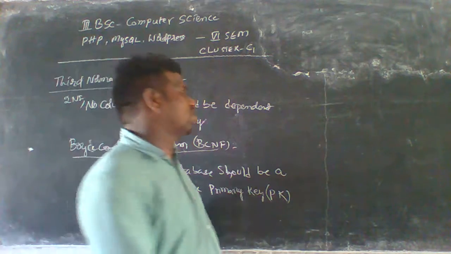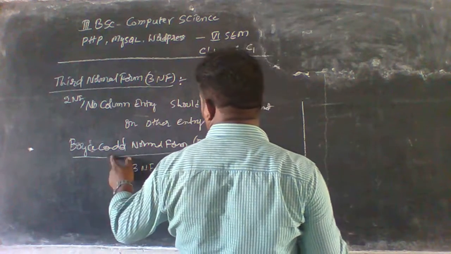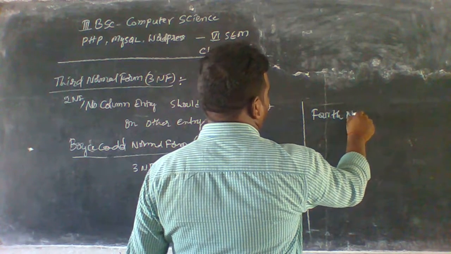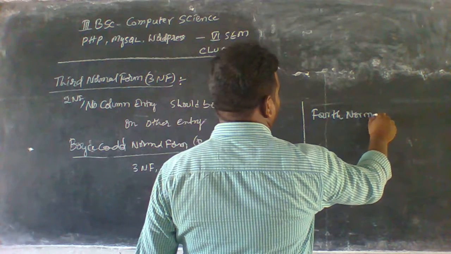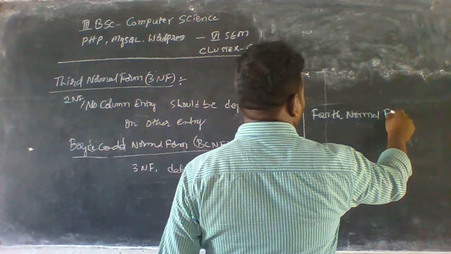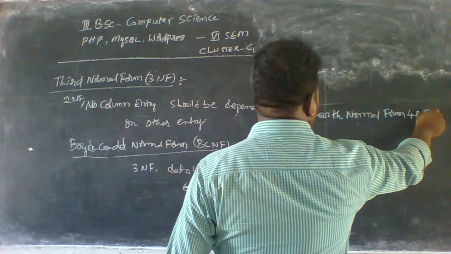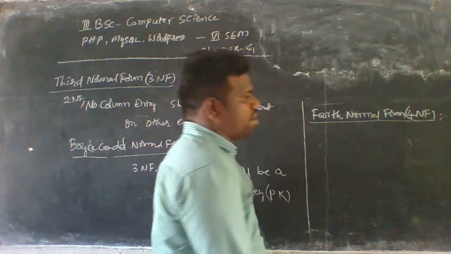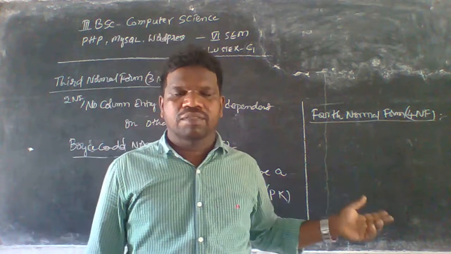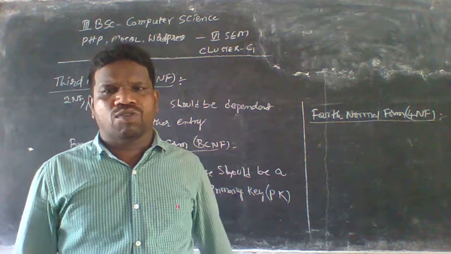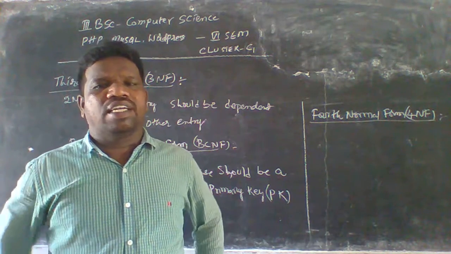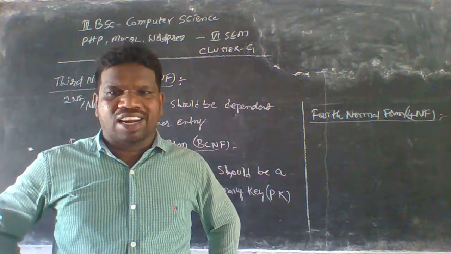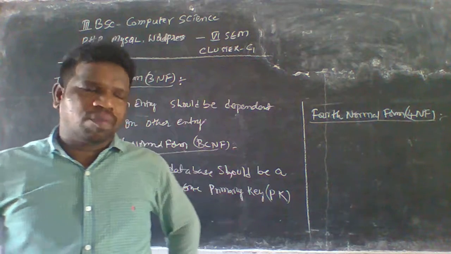Okay, and the next one is called the fourth normal form. It is also very easy. It also accepts BCNF, and in this fourth normal form, tables cannot have multi-value dependency on the primary key.